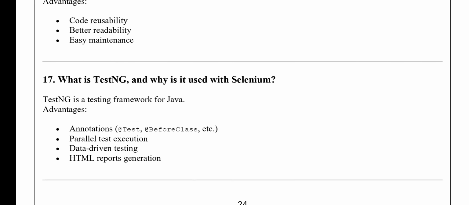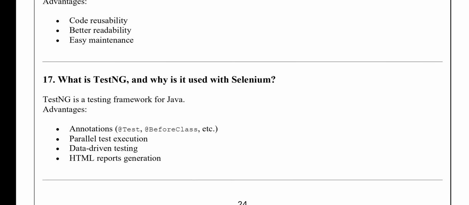Okay. In section 2, we have discussed the Java plus OOPS concepts for Selenium. Okay. Why is Java preferred for Selenium automation? What are the main OOPS concepts and how do they apply in Selenium? Difference between equal to operator and equals method.